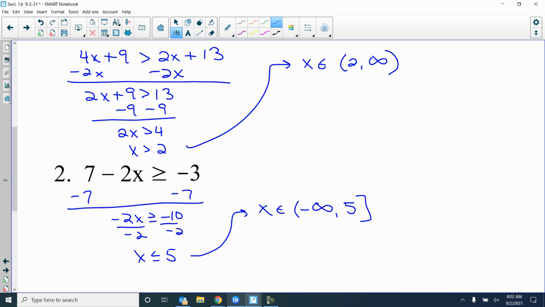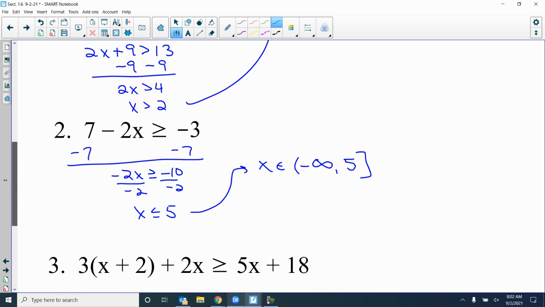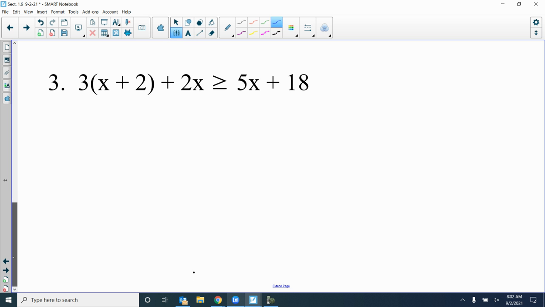So I should be able to plug in anything in the interval. 0 is in that interval. If I plug in 0, you get 7 is greater than or equal to negative 3. That works. Something out of the interval would be, say, 10. 2 times 10 is 20. 7 minus 20 is negative 13. That is not bigger than negative 3. So you can always just test something real quick. Okay. 3 times the quantity x plus 2 plus 2x greater than or equal to 5x plus 18.